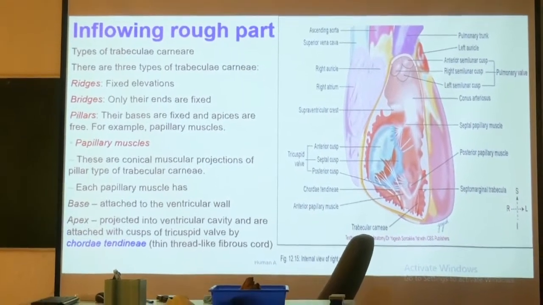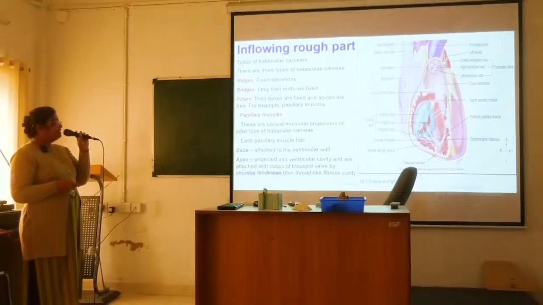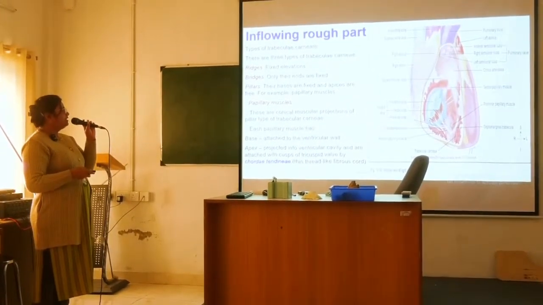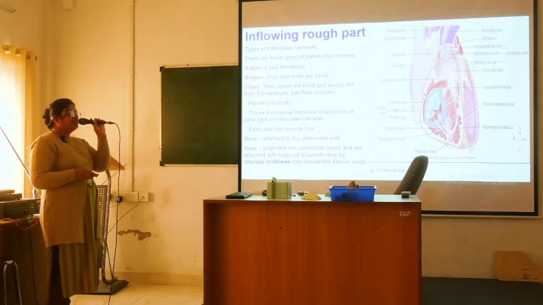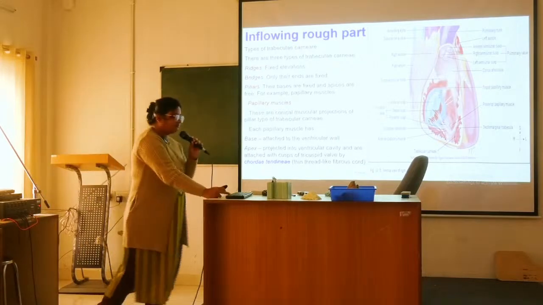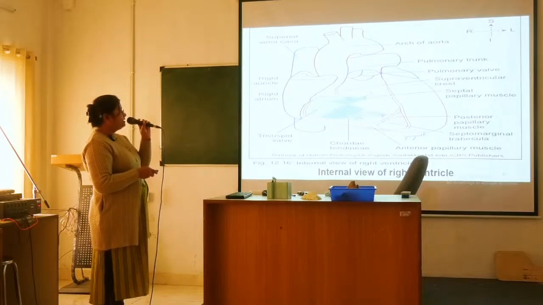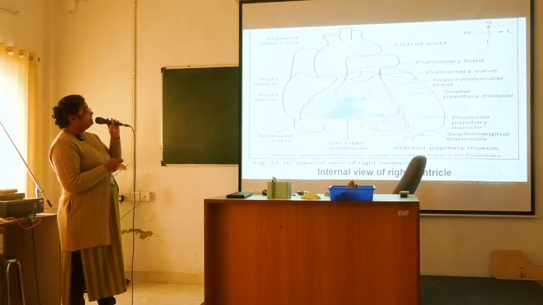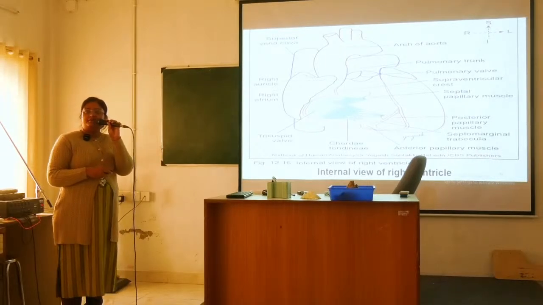Here is the base. Base is attached to the ventricular wall, and apex is projected into the ventricular cavity and is attached to the cusp of the tricuspid valve by chordae tendineae. These are thin thread-like fibrous cords. Here, tricuspid valve, moderator band or septomarginal trabeculae. This schematic diagram you practice for if it comes as part of a long question.